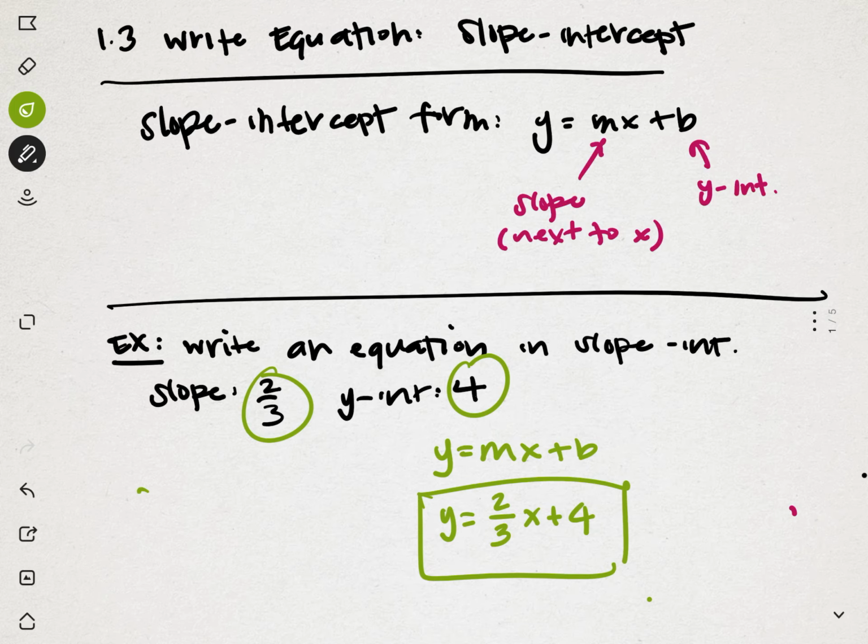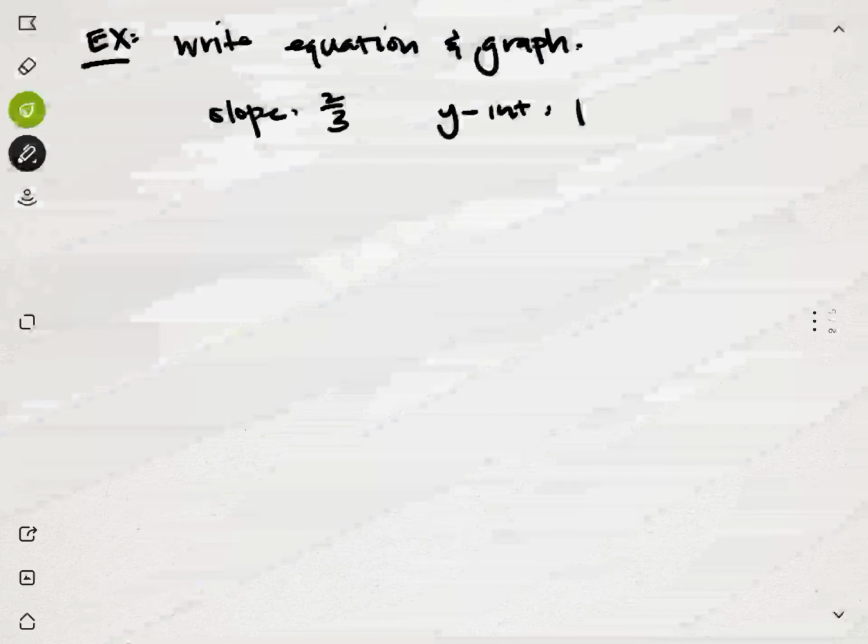Okay, so all we're doing is substituting the values, m for slope and b for y-intercept. Okay, in the second example, we're doing the same idea. We're writing an equation, but then we're also graphing.